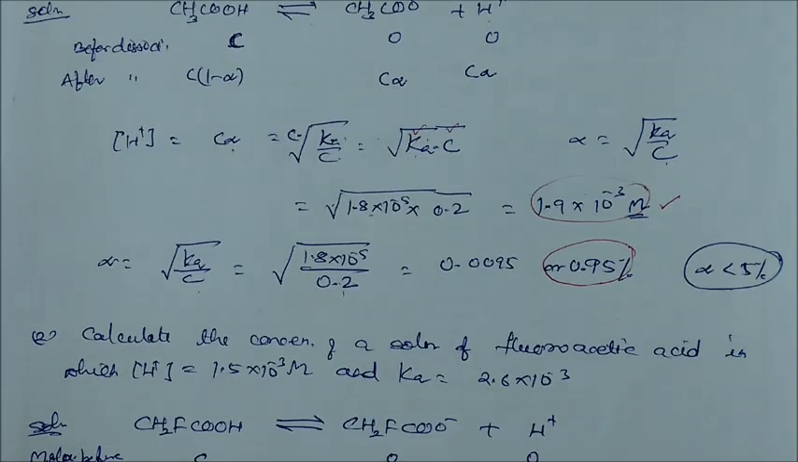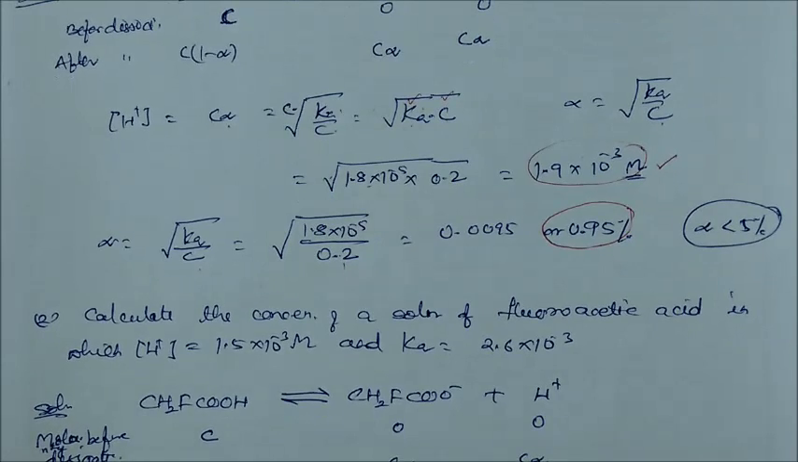Now we will see the second. Calculate the concentration of a solution of fluoroacetic acid in which the hydrogen ion concentration is given and K is given. Two values are given, and we have to find the initial concentration. So write the formula like this: CH2FCOOH. This is the fluoroacetic acid.